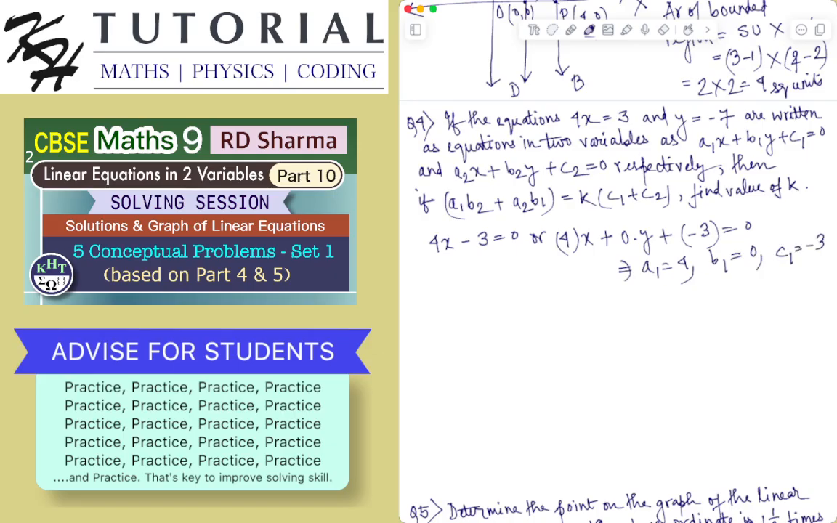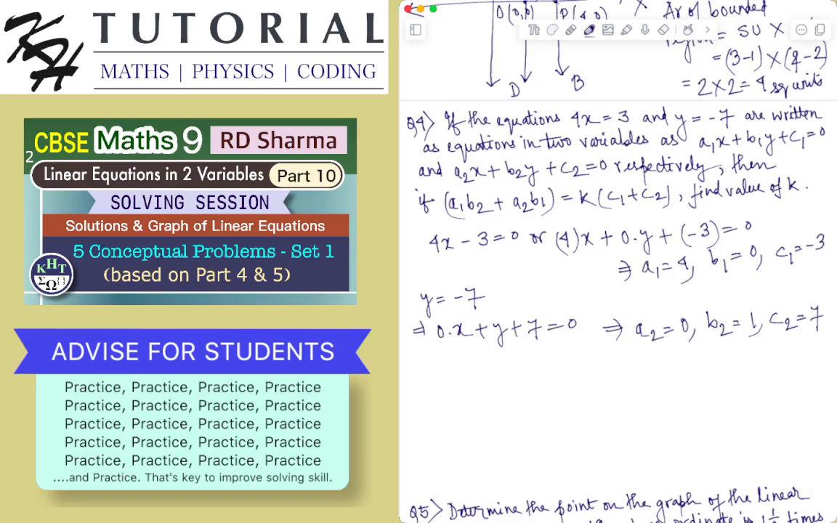Similarly, the second equation y equals minus 7, if I write it in the standard form, it will be 0 into x. Since there is no x, we write 0 into x plus y plus 7 is equal to 0. It is of the form a2x plus b2y plus c2 equals 0. So we can clearly say a2 will be 0, b2 will be 1 and c2 will be 7. So we have found the values of A1, B1, C1 and A2, B2, C2.